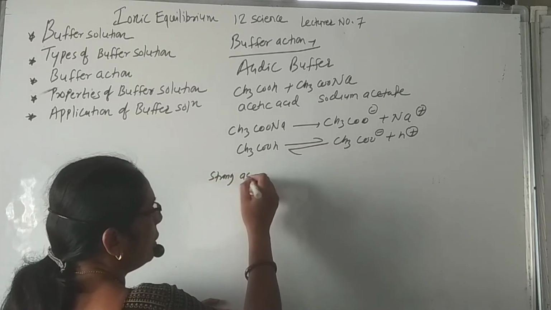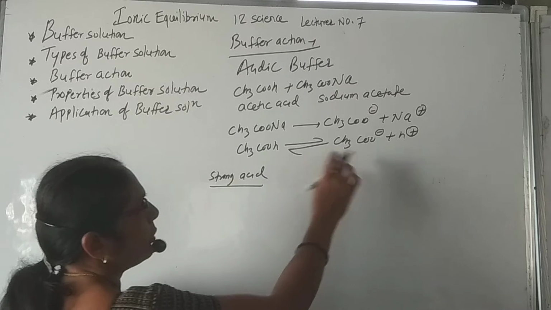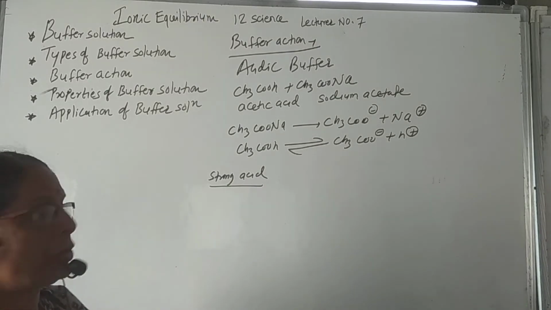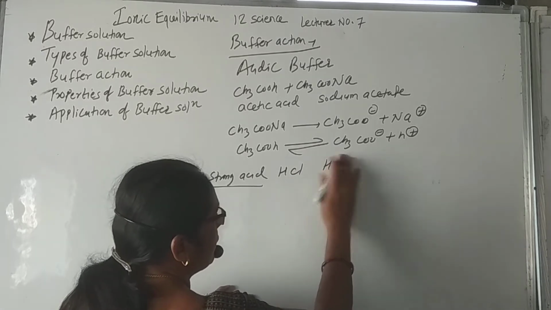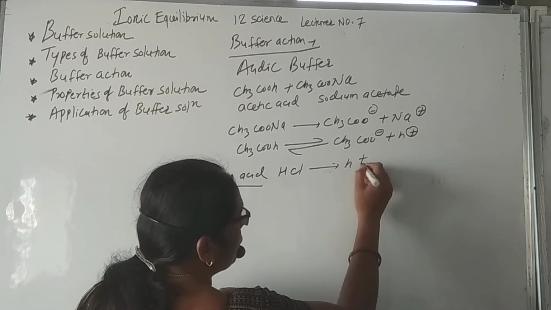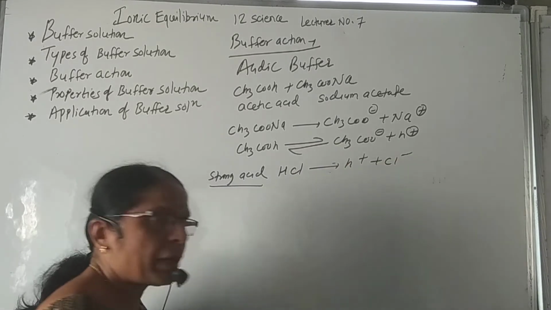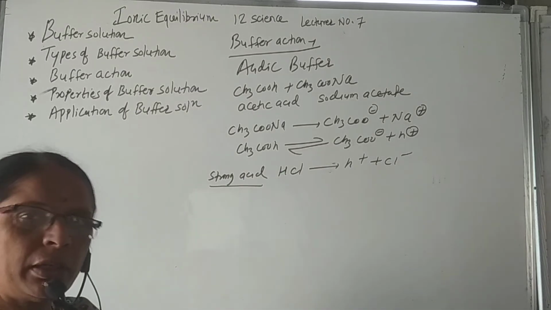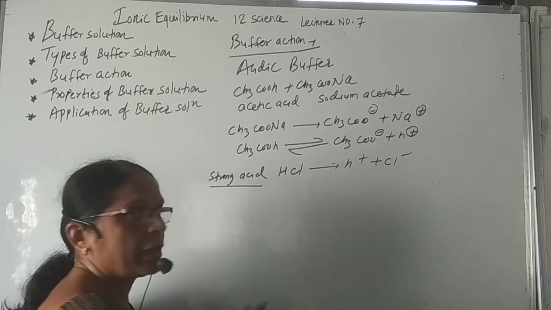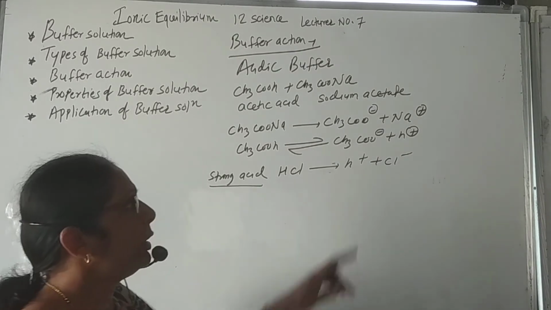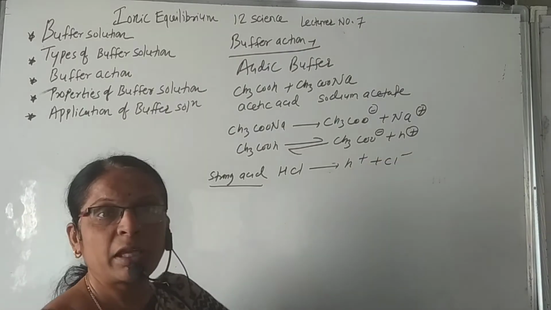This is the solution whose pH remains constant, as it is an acidic buffer. But suppose I add a strong acid such as HCl. HCl dissociates into H plus and Cl minus. As HCl is a strong acid, it is completely dissociated. So because of the addition of H plus ions from HCl, the concentration of H plus ions increases.